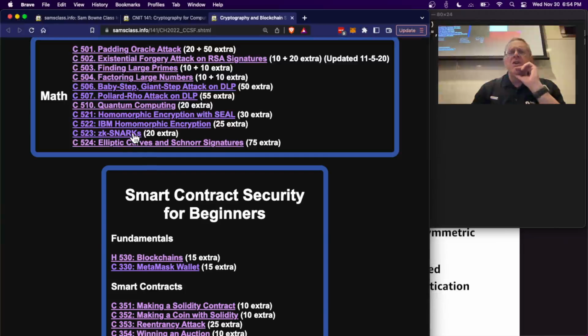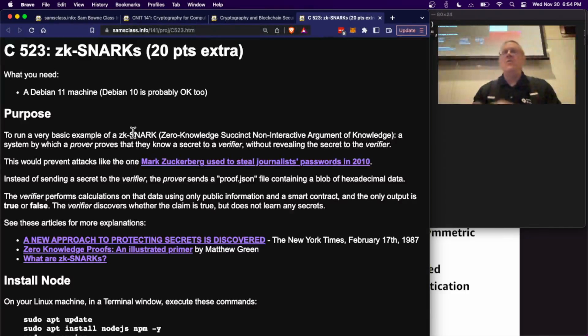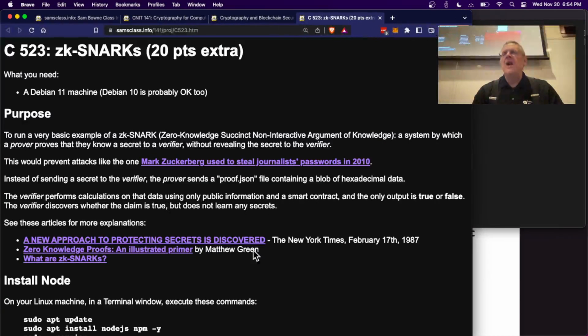One is ZK SNARKs, which are important on blockchains, and they are important for homomorphic encryption. Other forms of encryption are picking up now. So the point of this is a zero-knowledge, succinct, non-interactive argument of knowledge. That's what ZK SNARK stands for. Zero-knowledge proofs are important in Zcash. And the point of these is you can find out if something is true without exposing any extra confidential information.